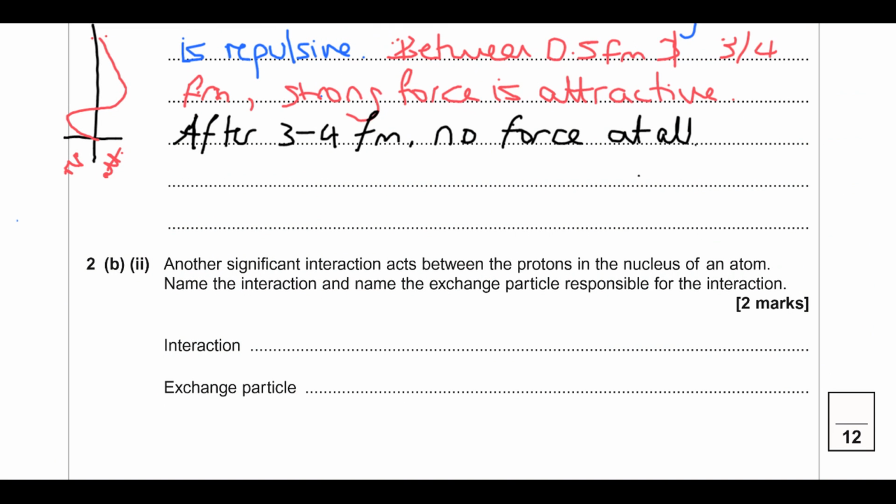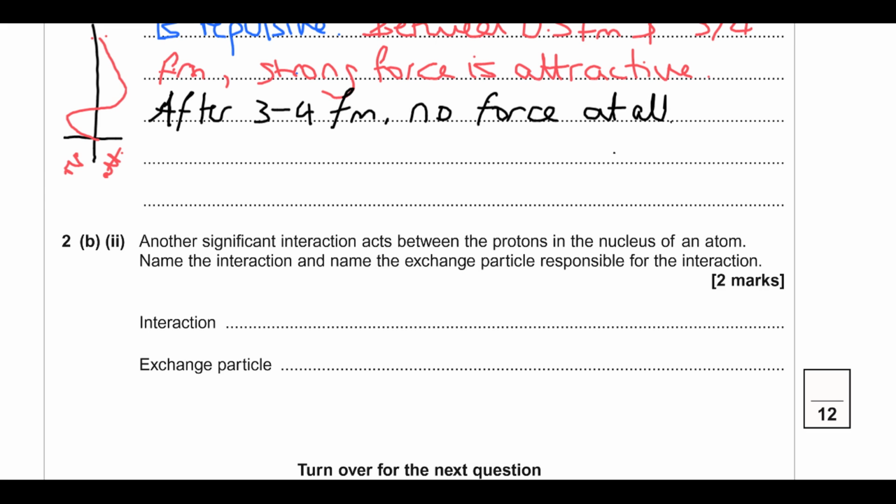Okay, so another significant interaction exists between protons in the nucleus of an atom. Name this interaction and name the exchange particle responsible for this. So it says a significant interaction, so it's not going to be gravity because that has a very small effect. So the interaction is going to be the electromagnetic because they are charged.